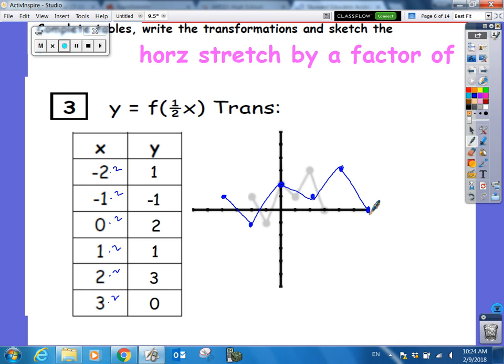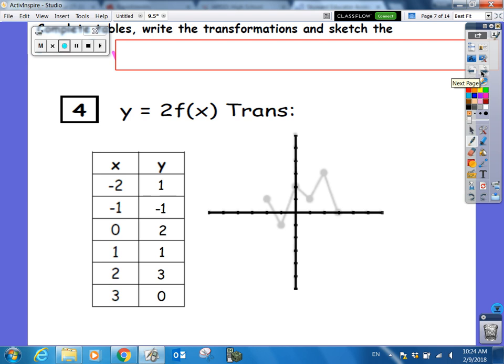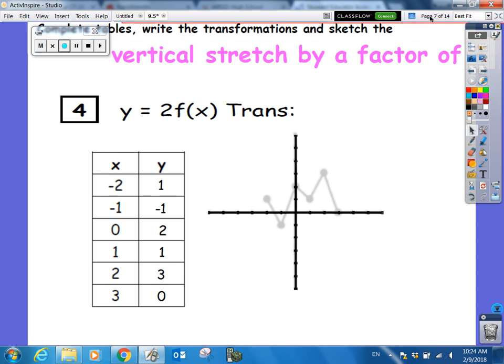All right, so now this is the difference. Now the 2 is on the outside. So if the 2 is on the outside, everything stays the same. It's going to affect the function. The function are the y values. So we're going to multiply the y values by 2. So they're going to be multiplied by 2. So they're going to get stretched. So it's a vertical stretch by a factor of 2. Okay, vertical stretch by a factor of 2. So when it's on the outside, it stays the same.